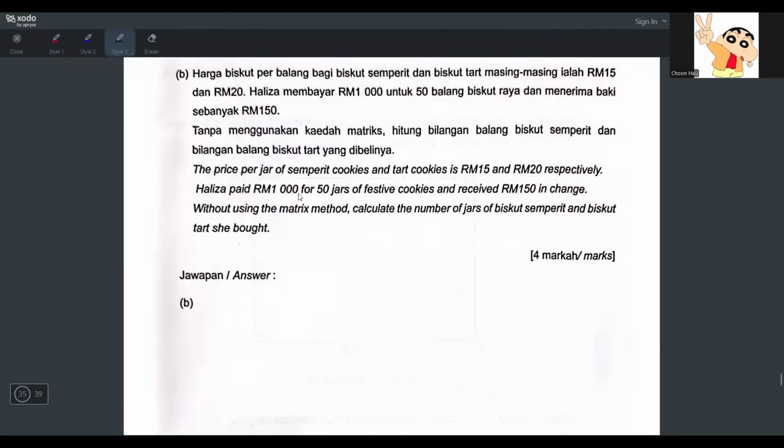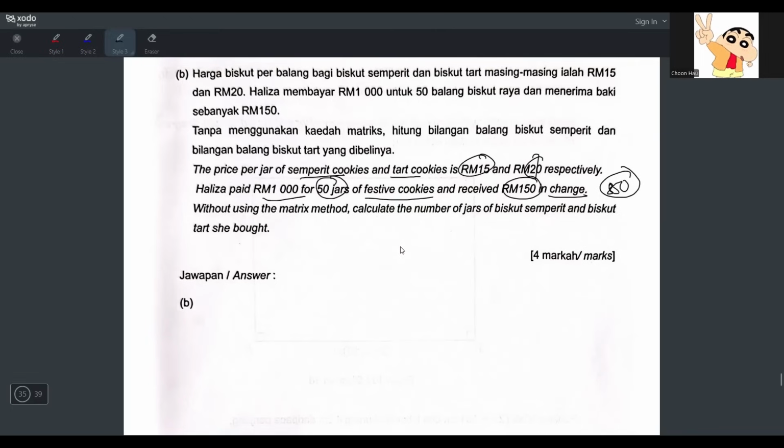Okay, question B. The price per jar of separate cookie and tart cookie is 15.20. Haliza paid 1,000 ringgit for 50 jars of festive cookies and received 150 in change. Wait, what? She paid 1,000 ringgit but received 150 in change. So the price will be 1,000 minus 150. So how much? 850. Because you pay 1,000 ringgit, and then she got a balance 150 in change. So the price is actually 850.